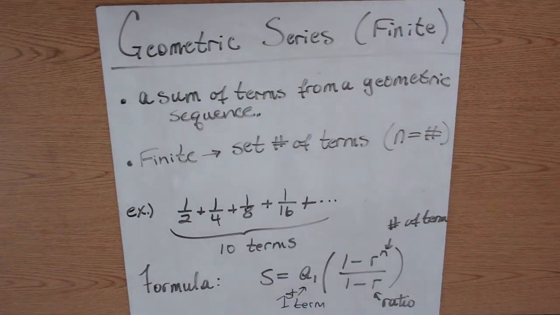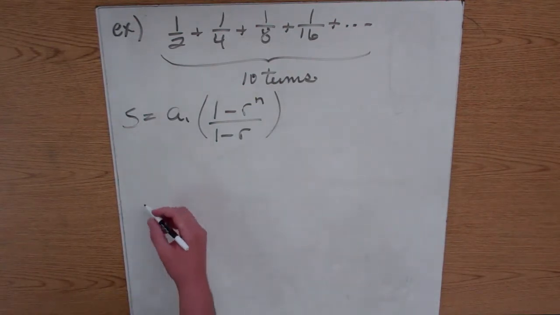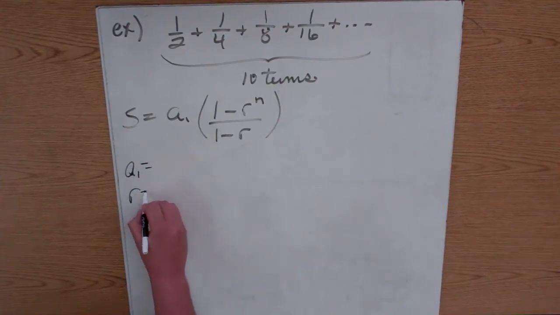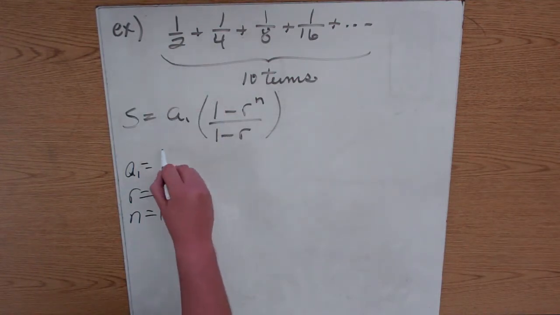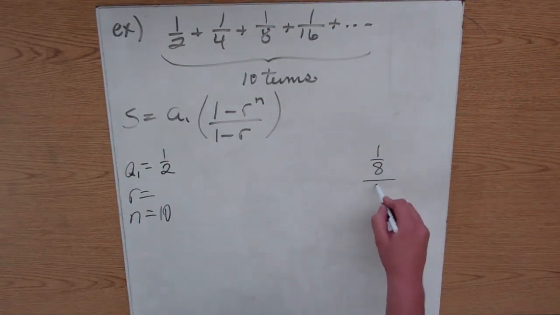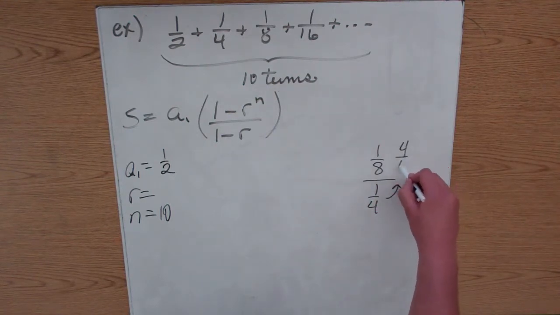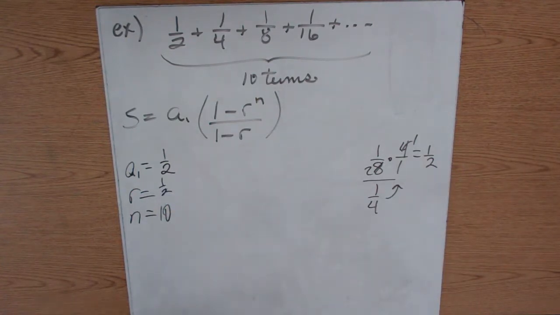All right, so let's look at a problem and put this to work. Actually, we're going to do this problem, but we're going to do it here so I have more room. So we have 1/2 plus 1/4 plus 1/8 plus 1/16 and so forth, and we're going to do 10 terms. So the first thing we need to do is fill out A1, R, and N. Well, N, we know there's 10 terms, all right? A1 is 1/2. And remember, to get your ratio, you take one number and divide it by the number before it. So that's going to flip out to be times 2 over 1, which is 1/2. So our ratio is 1/2.